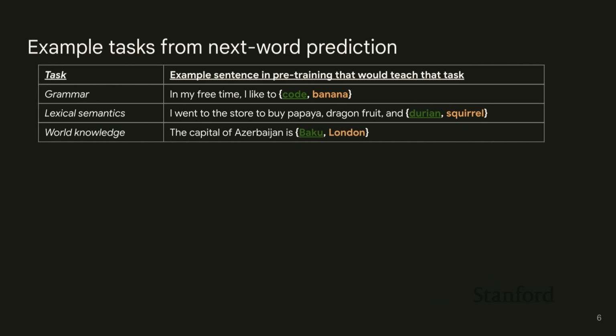The language model will learn world knowledge. There will be some sentence on the internet that says, the capital of Azerbaijan is, and then the language model should learn that it should be Baku instead of London.